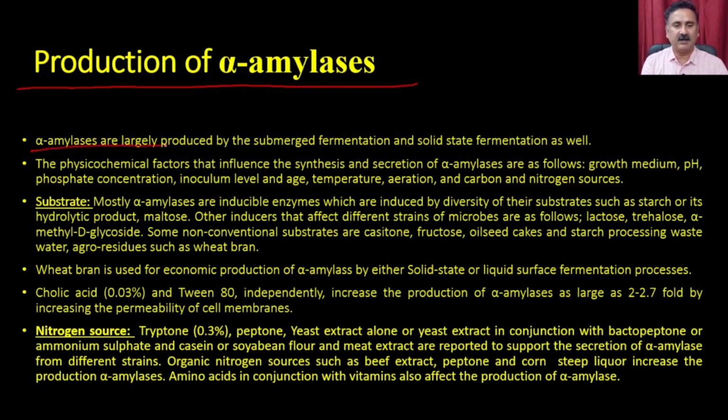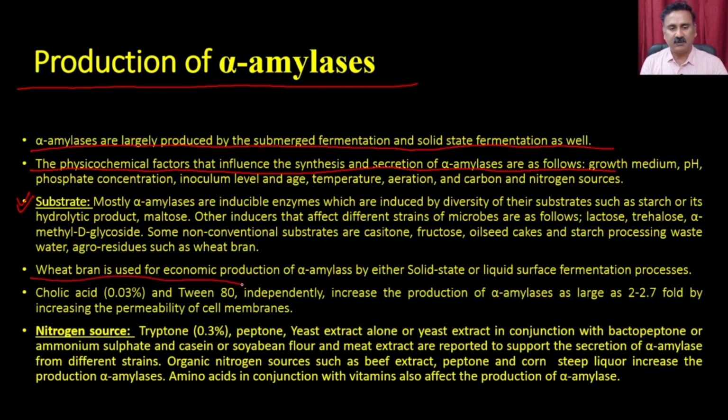Once you have the amylases, you can do the production of amylases. Amylases are largely produced by submerged fermentation and solid state fermentation. The physiochemical factors that influence the synthesis and secretion of amylases are the growth medium, pH, phosphate concentration, inoculum levels, age, temperature, aeration, and carbon and nitrogen sources. You can use different types of substrates, because the substrate is going to stabilize the enzyme, and that's how they can be used in enzyme production.